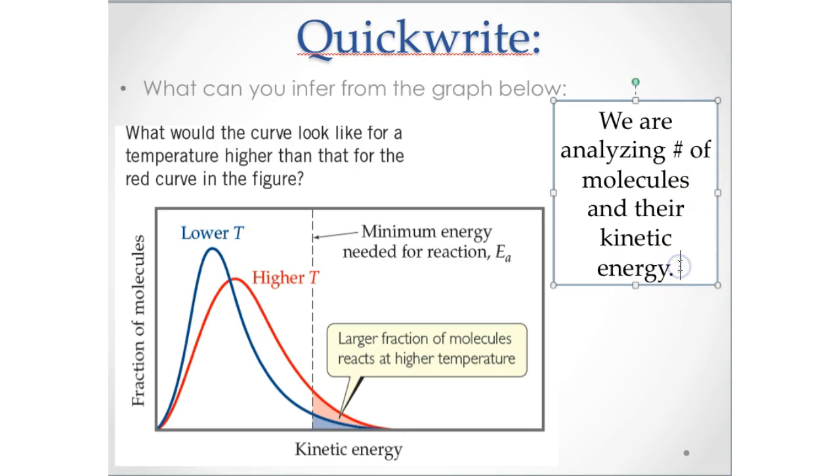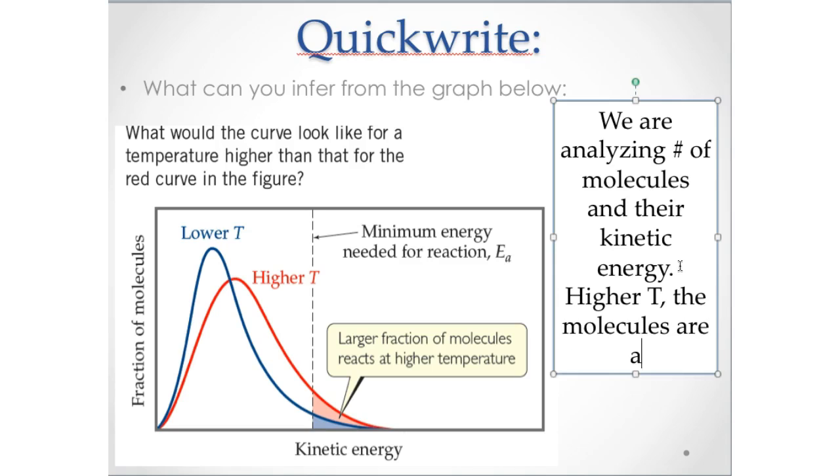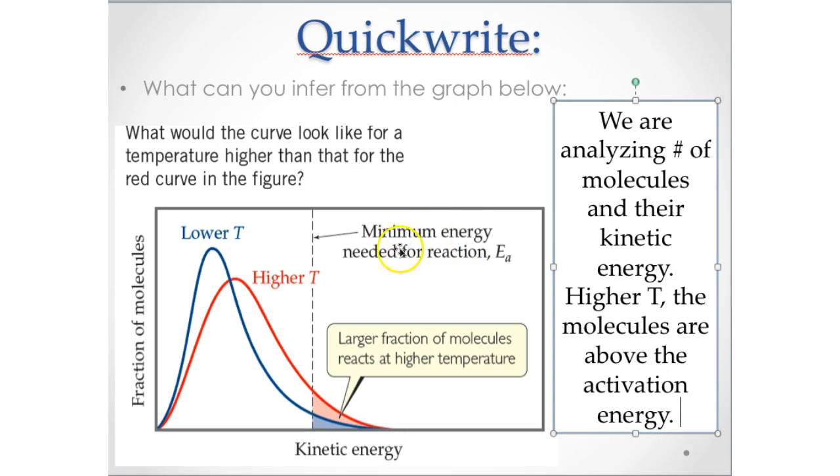And we are changing the temperature. The higher the temperature, the more molecules are above the activation energy. So here it is, the minimum energy needed for a reaction. So if you look down here, there's more red area. So that means that more red particles are forming product. And this occurs at higher temperatures, but why? Why would that be?